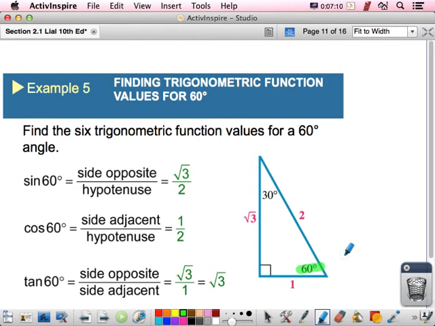All right, then if I try to find the cosine, that's adjacent over hypotenuse, which would be 1/2, and tangent is the opposite, which is square root of 3, over the adjacent, which is 1. So it turns out the tangent of 60 degrees is just square root of 3. Now we're going to do the exact same thing for the 30-degree angle.